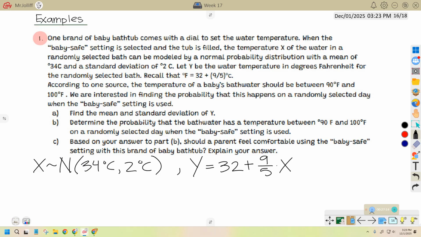When I calculate the mean, whatever I do to my data, I do to my mean. So I know my mean for Y should be 32 plus 9/5 my mean for X. The shift upward is going to change that measure of center. The stretching outward is going to affect that measure of center. I need to account for both.